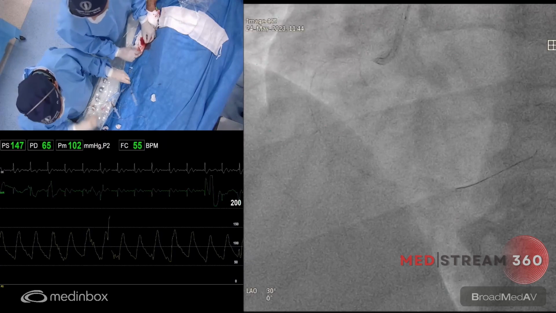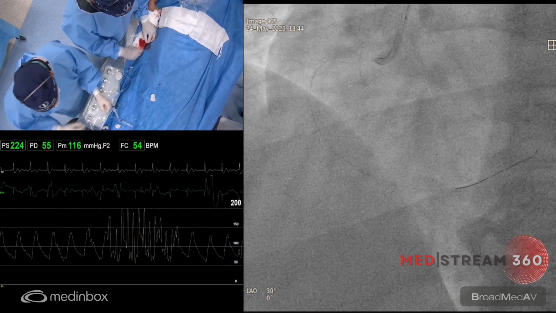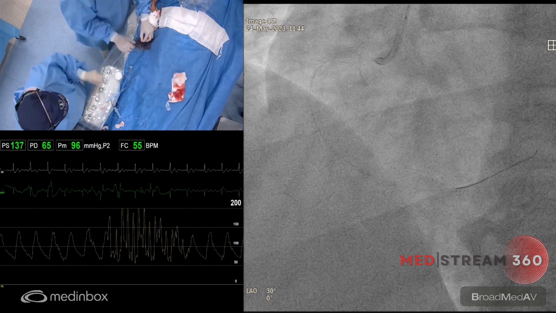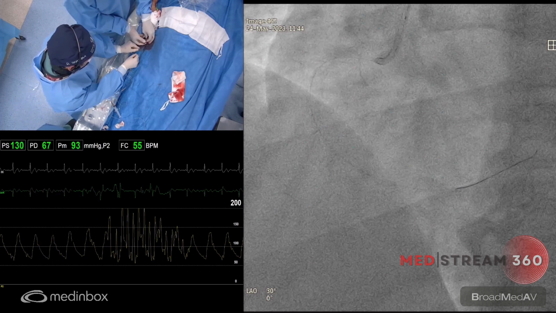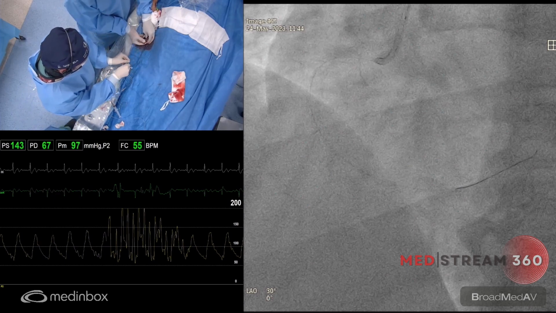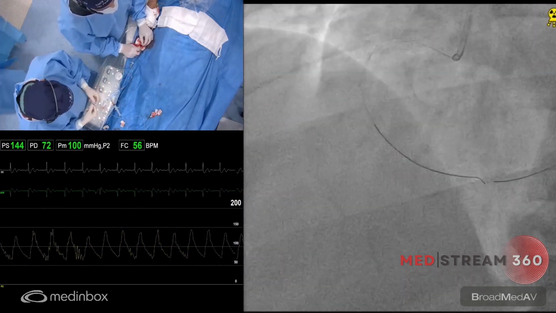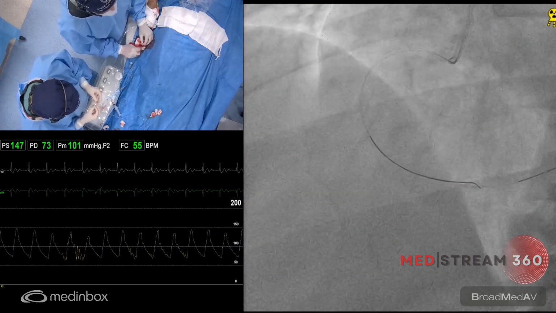So although we did a pre-dilatation with a 4.0 balloon, now we are going to try a buddy wire just to see if it's okay. Sometimes maybe we should change everything and place an extension guide. Let's see if the buddy wire can help us cross this lesion.